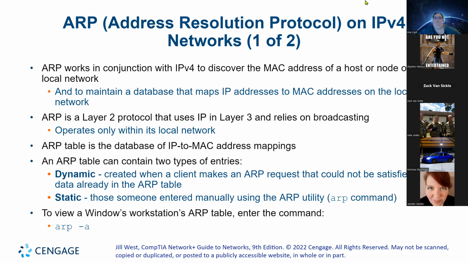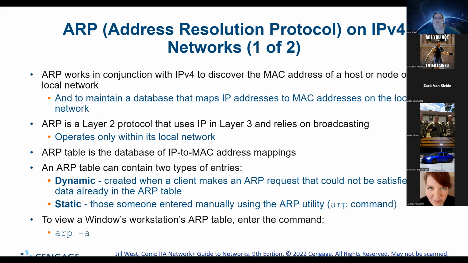ARP, and before I hit ARP, any questions? No, okay. ARP works in conjunction with IPv4 to discover MAC addresses of a host or node on the local network, and to maintain a database that maps IP addresses to MAC addresses on the local network. So ARP is a layer 2 protocol that uses IP in layer 3 and relies on broadcasting. It operates only within its local network.